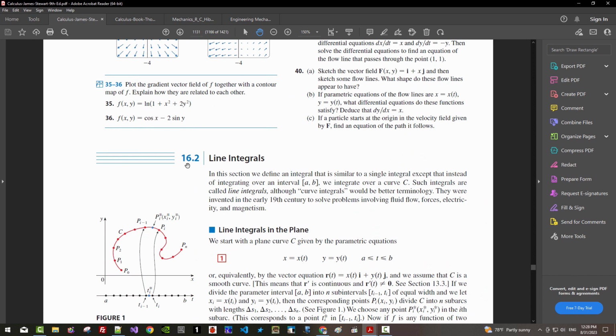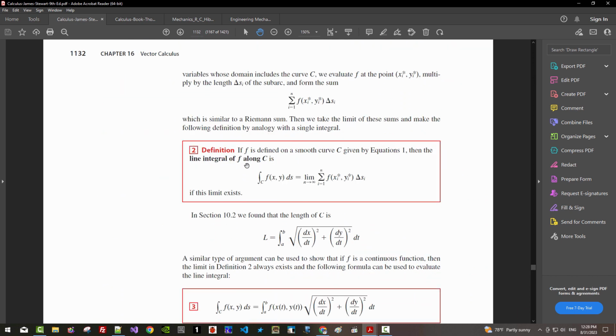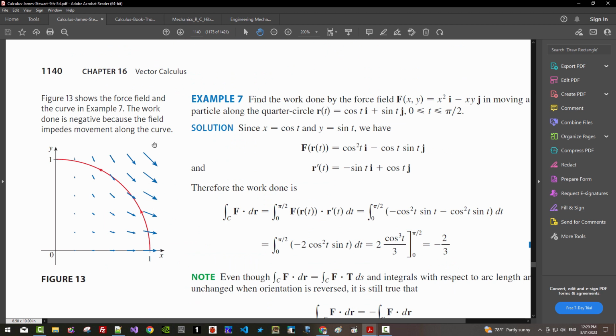Now, in section 16.2, line integrals, Figure 13. Figure 13 shows the force field and the curve in example 7. The work done is negative because the field impedes the movement along the curve. The curve is oriented in the counterclockwise direction. Look at the arrow. The curve travels in counterclockwise orientation. The vector field impedes the movement along the curve.